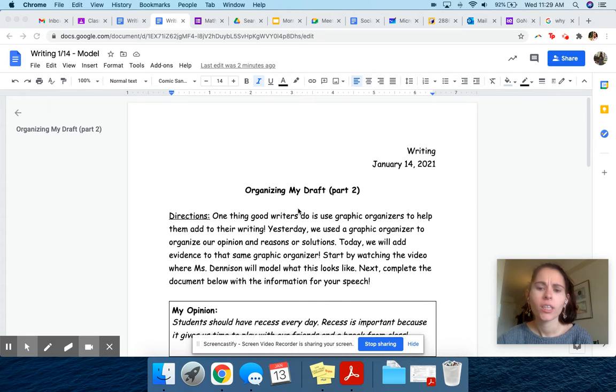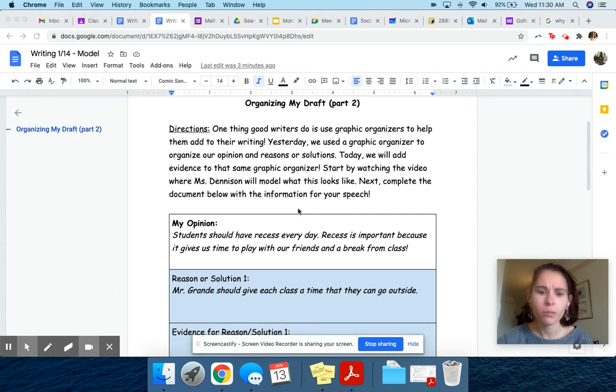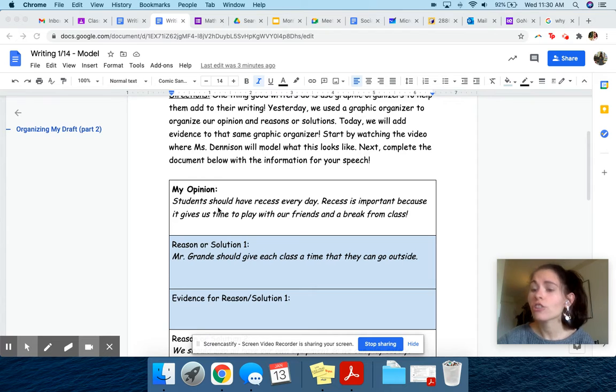Today, our job is going to be to look at our graphic organizer and see if we can add evidence to that. I'm going to start by scrolling down, and I actually copied and pasted all of my work from yesterday into the same graphic organizer. If you're working on paper, you won't need to do that.